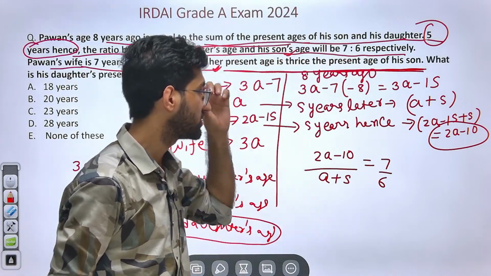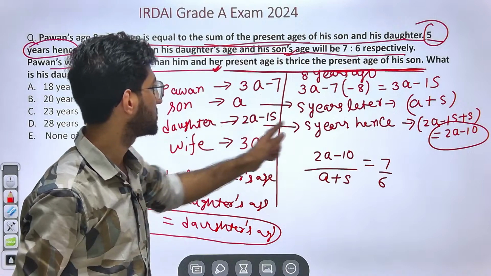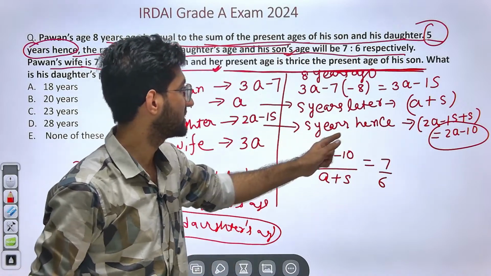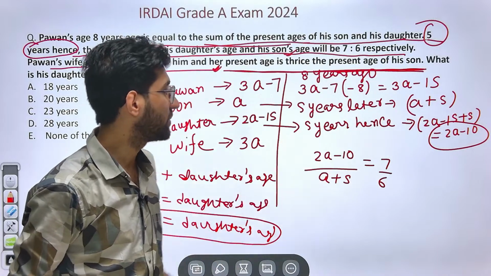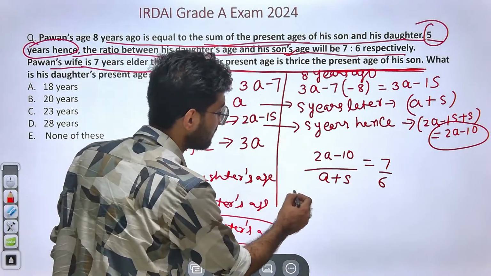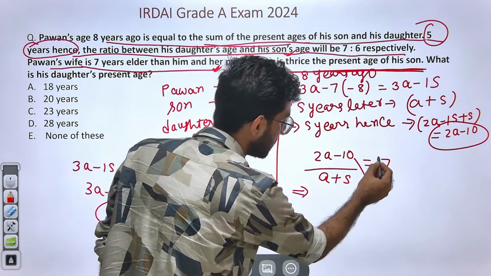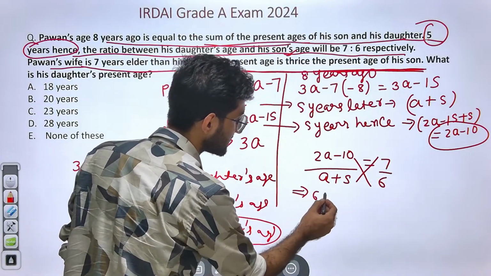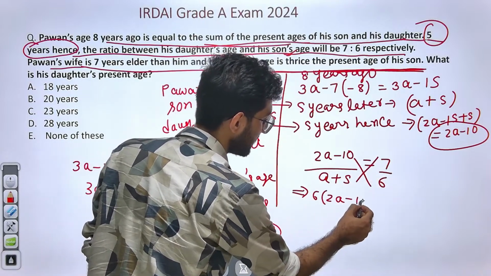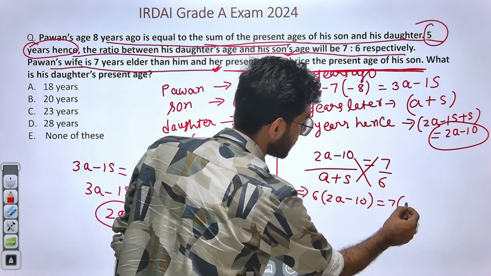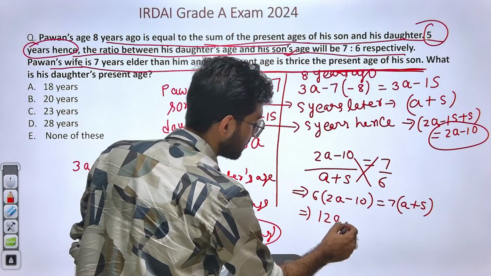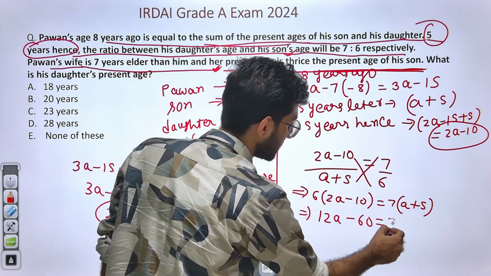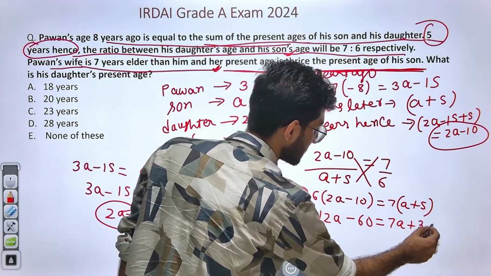This is the age of his daughter 5 years hence, 2a minus 10. This is the age of his son 5 years later, so divided by a plus 5. So we will have to cross multiply. So 6 into (2a minus 10) equal to 7 into (a plus 5). So 12a minus 60 is equal to 7a plus 35.